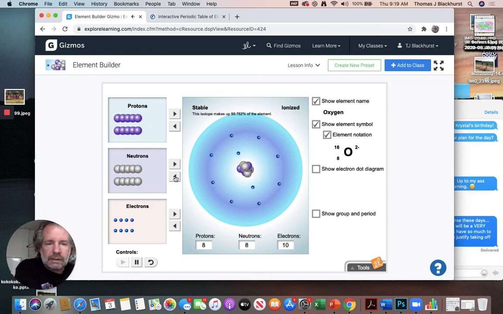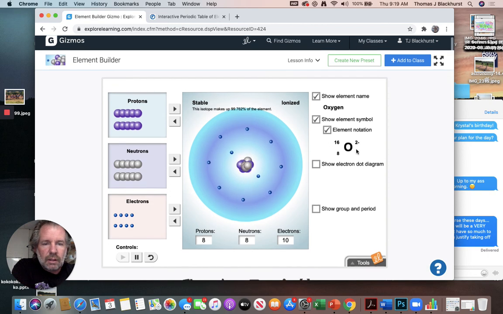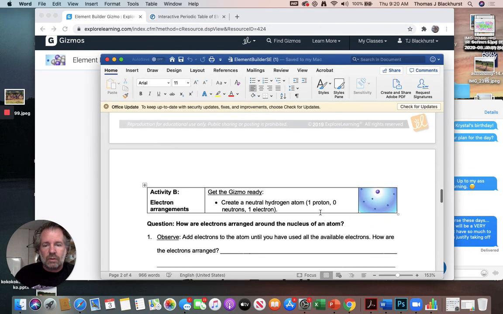We'll get back to 16 here. That's the normal version of oxygen. That's the most common isotope. That's 99.762% of what we're breathing in and out every time. But I can go through and figure out, so that charge of O2 minus tells me I've got to get 2 extra electrons. Basically what this gizmo does is give you a chance to manipulate things a little bit as you're going through.